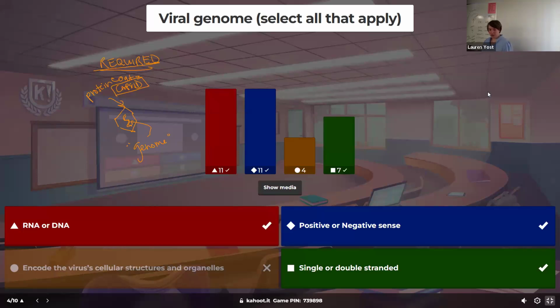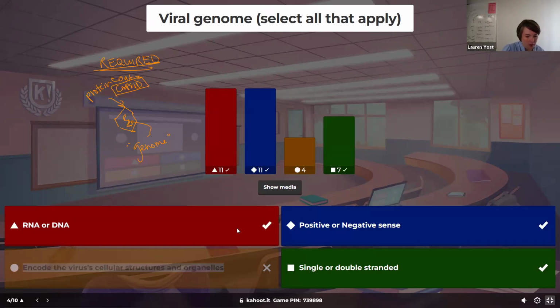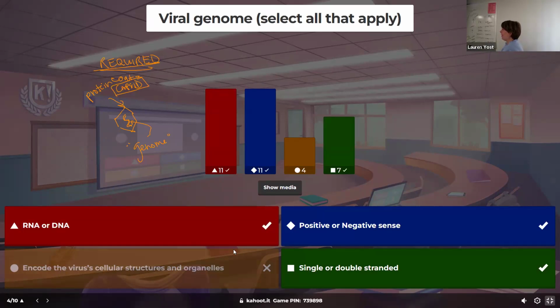All right, so we pretty much got all this, right? The only wrong one was the brownish color one. London, why is that one wrong? There's a dead giveaway in the writing of this one. I'm going to move this so we can actually see it. There's no structure. There's something else that gives it away. It says it encodes the virus's cellular structure and organelles.